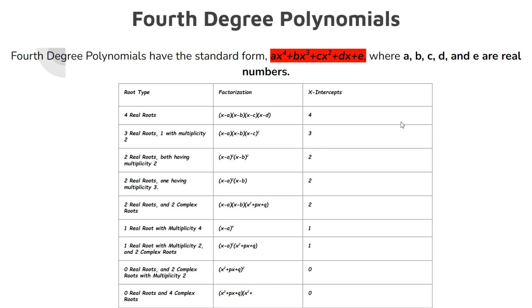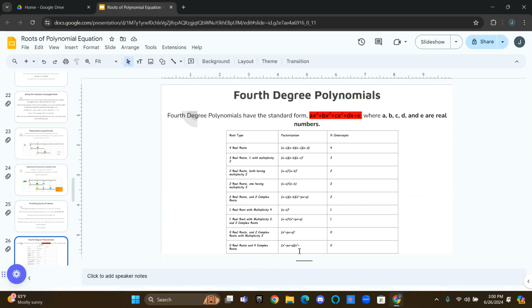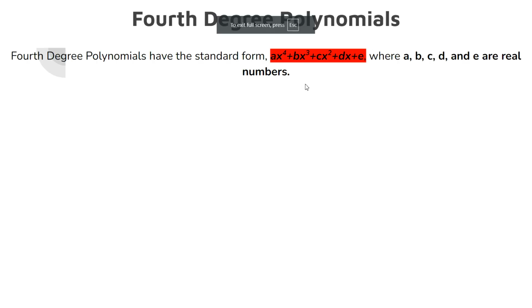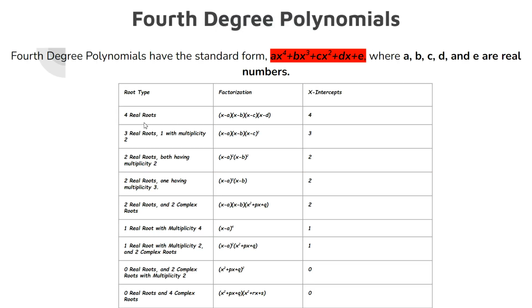Let's go over this. There's a lot of different possibilities for quartics. There's a little mistake here. Fix that. If a quartic has 4 real roots, it will have 4 distinct linear factors like this and 4 x-intercepts. If it has 3 real roots with 1 having multiplicity 2, it will have 3 linear factors, 1 repeated, and 3 x-intercepts.